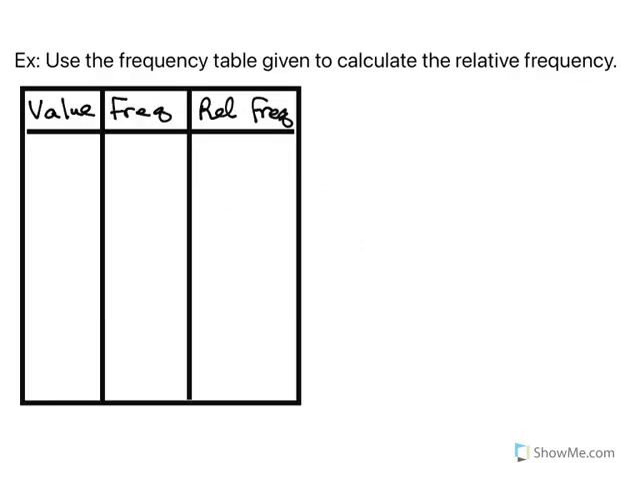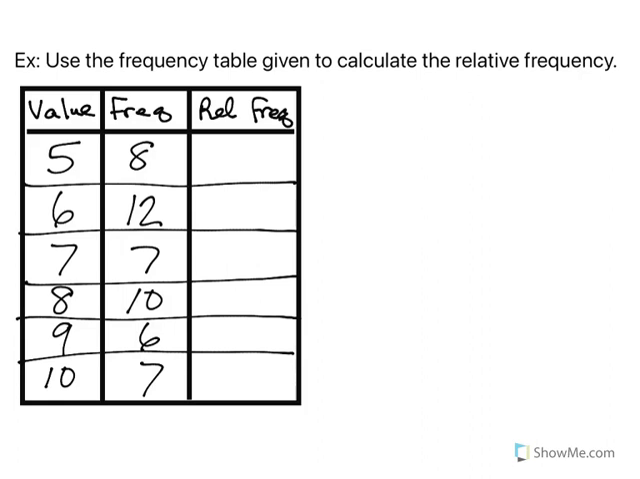So let's look at this. We are given a frequency table. So we have the values ranging from 5 to 10, right? 5, 6, 7, 8, 9, 10. And then we have the frequencies, 8, 12, 7, 10, 6, 7. Our job is to use this frequency table to calculate the relative frequency.